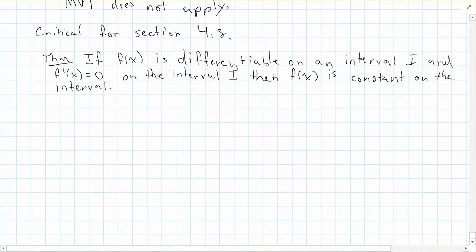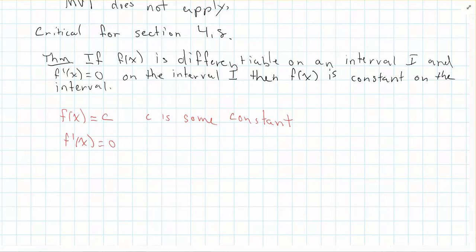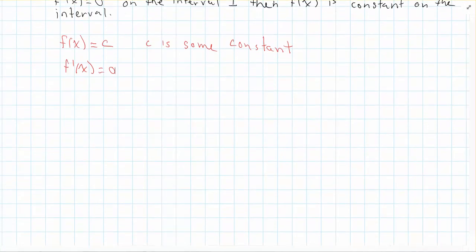Now you might say this is obvious, but this is actually going backwards on something we already know. We already know that if I have, for instance, f of x equals c, where c is some constant, then f prime of x is equal to 0. It might look like that's what this theorem is stating, but it's actually stating the reverse of this.